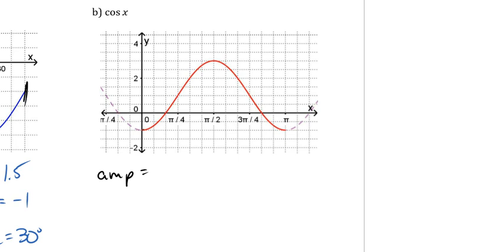So cosine: the min is negative 1. The max is 3. So that's a distance of 4. So half of that is 2. So my amplitude is 2. And I'm going to use that to find my zero line.